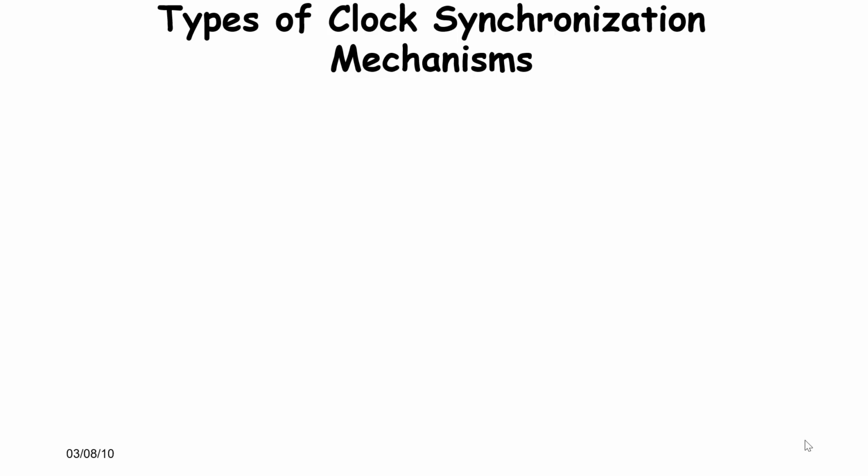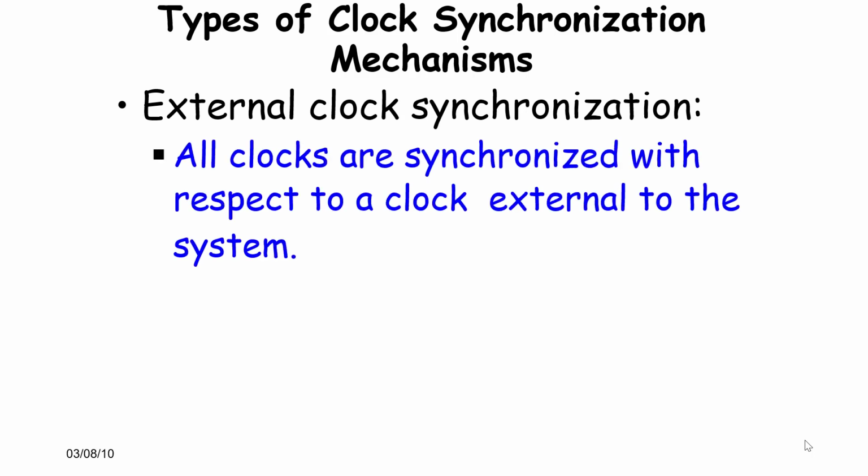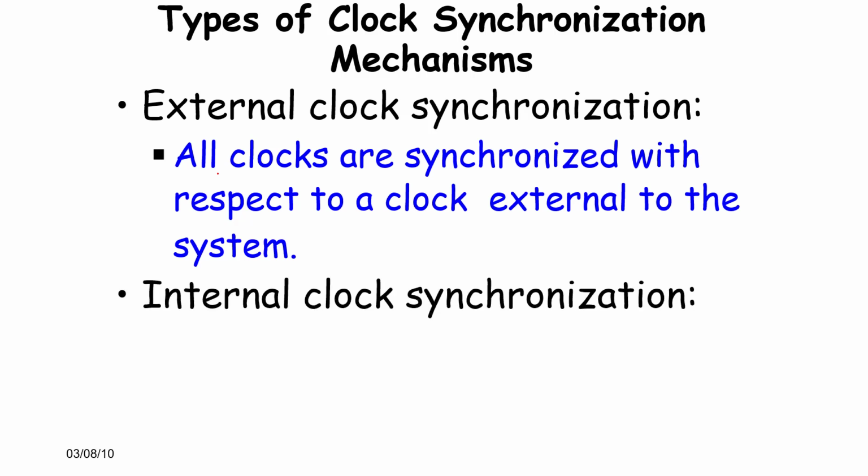Let us look at the types of clock synchronization mechanisms. We can have external clock synchronization, where all the clocks are synchronized with respect to a clock which is external to the system. This is normally what happens in regular desktop and laptop based systems, which is also the case with the laptop that I'm currently using to record this video. We set up a time server. The job of the time server is to provide the exact time. Your mobile phones also work using such principles.